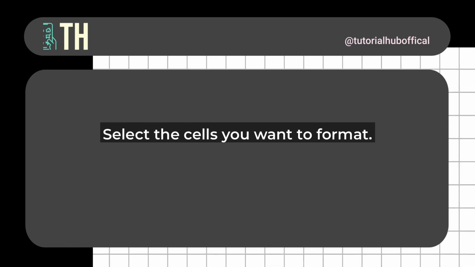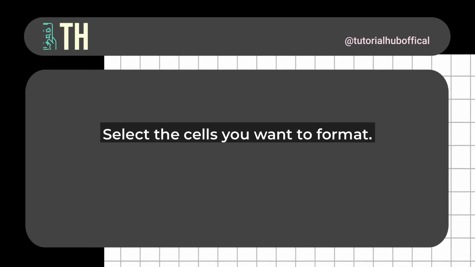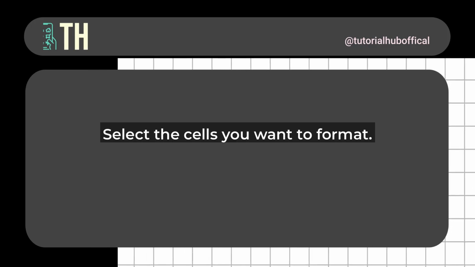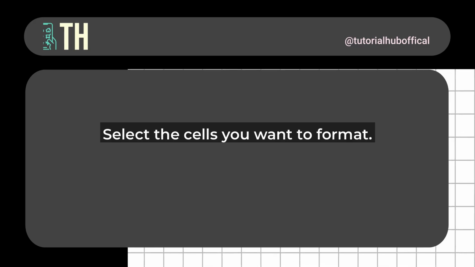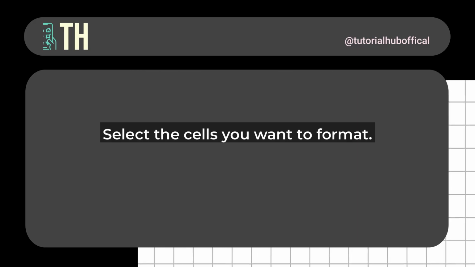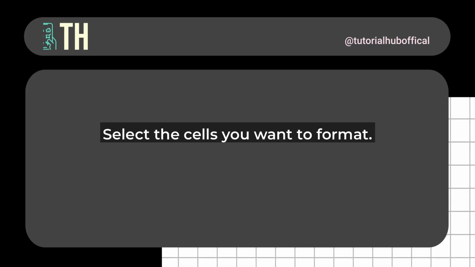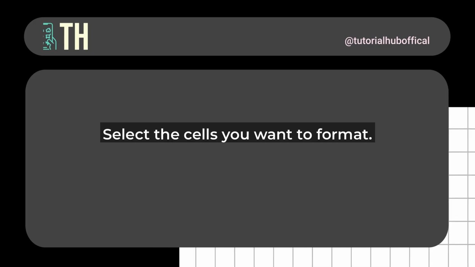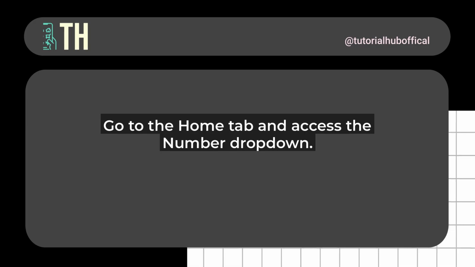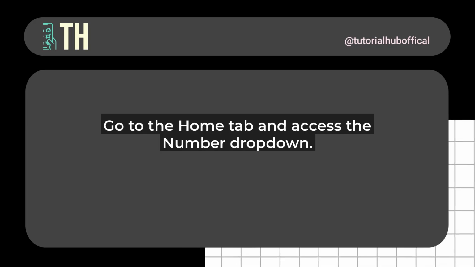Step 1. Select the cell or range of cells you want to format. Just click and drag over them. Next, head to the Home tab on the ribbon at the top. In the Number group, you'll see a drop-down menu with options like General or Currency. Click that drop-down and select Currency to see a quick preview.